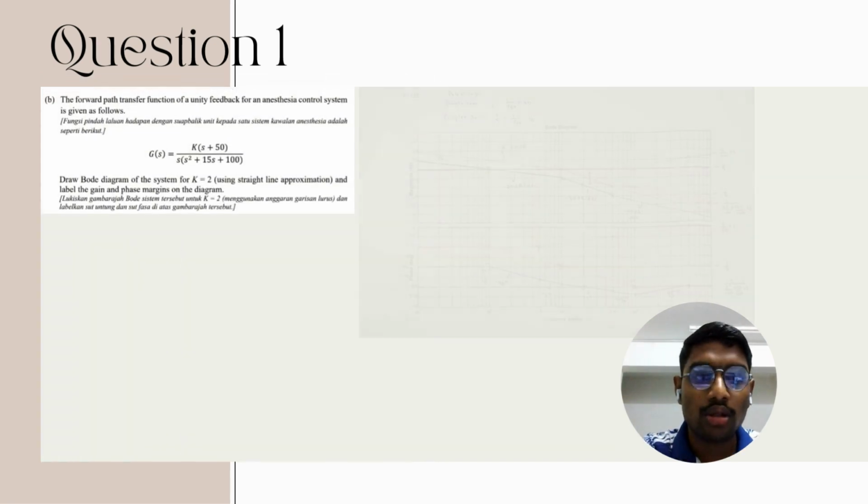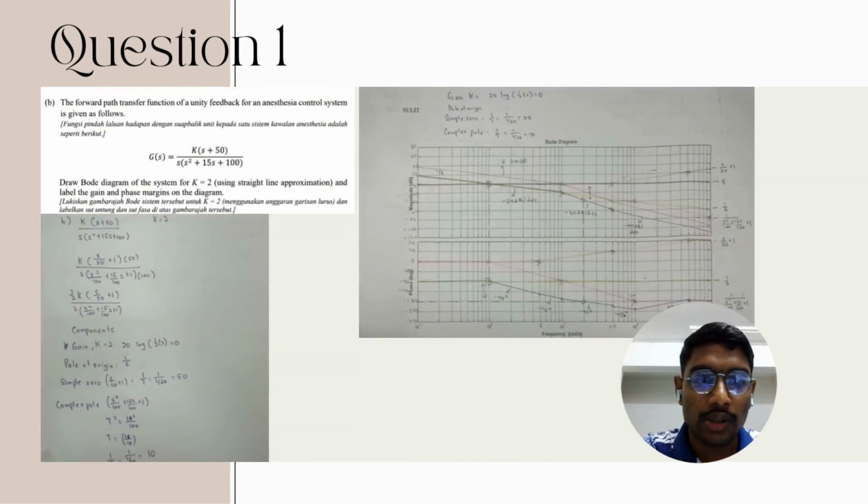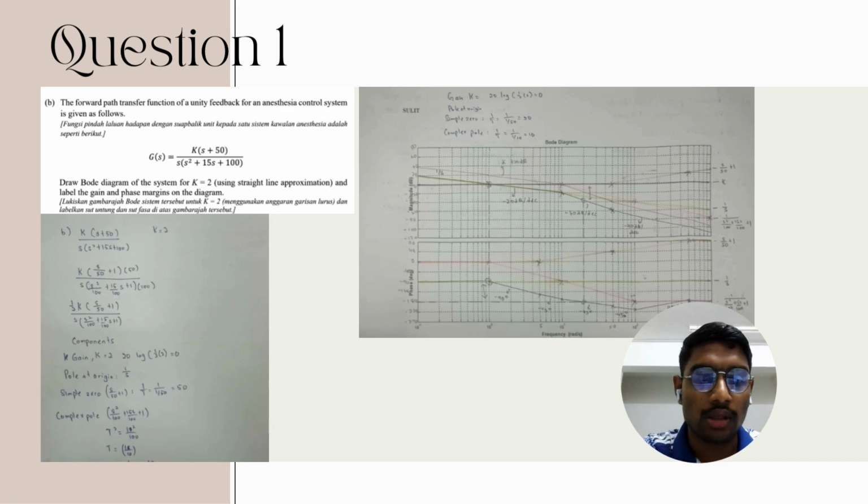Moving on to the next question. Given the transfer function K(s+50) over s squared plus 15s plus 100, we need to draw a Bode plot for the equation. So now we need to change the function into standard form. So we will get 1 over 2K times (s over 50 plus 1) over (s squared over 100 plus 50s over 100 plus 1). Now we need to find the components for the Bode plot.